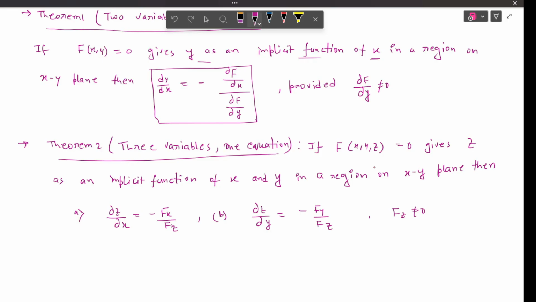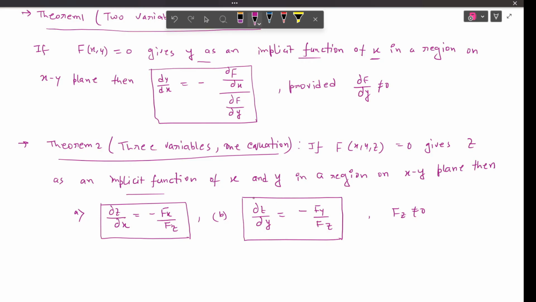Okay, so this is the thing you have to remember, that if f of x, y, z is 0 and this gives z as an implicit function of x and y in the region on the xy plane, then we can say that del z upon del x we can write as minus f x by f z, and del z upon del y we can write as minus f y by f z.